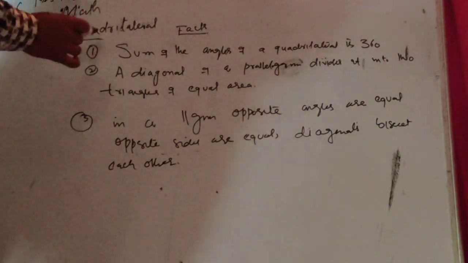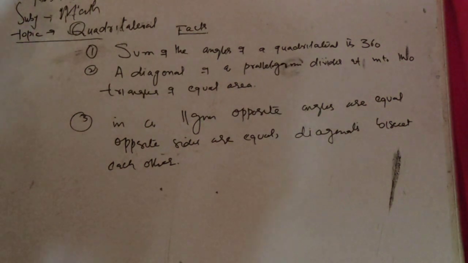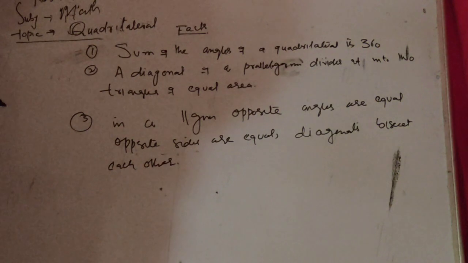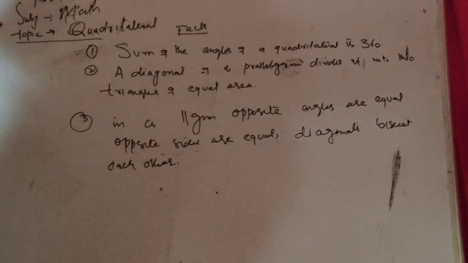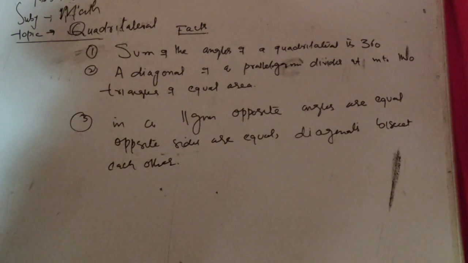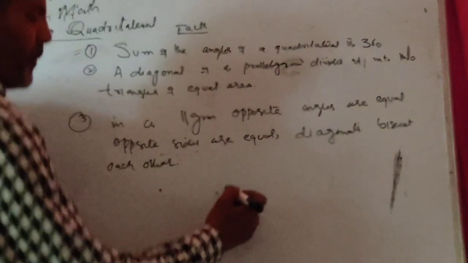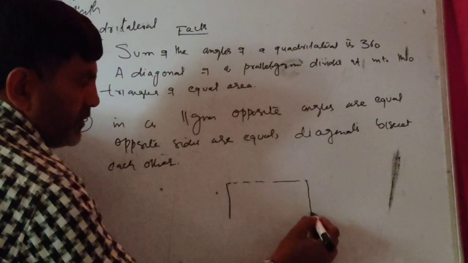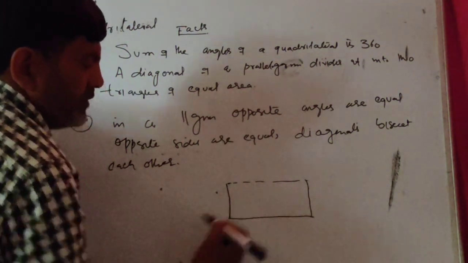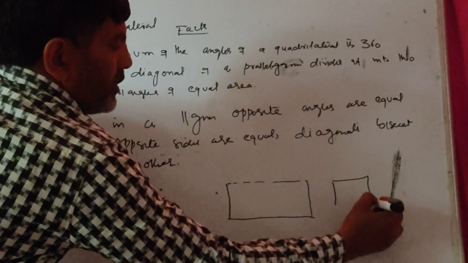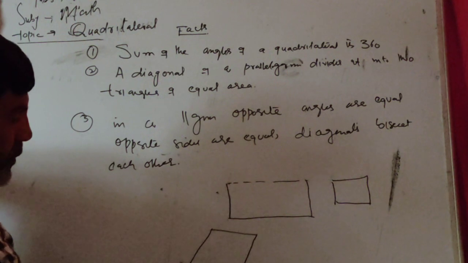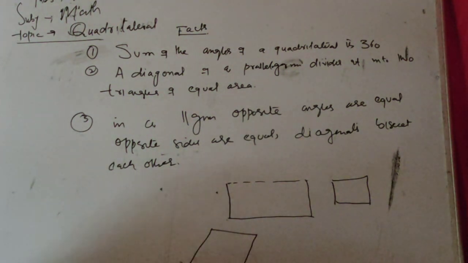Today our topic is quadrilaterals. Before we go to the exercise, let me remind you some pointers about the quadrilaterals. As you know, any four-sided figure, say a rectangle, a square, a rhombus, these are called quadrilaterals.